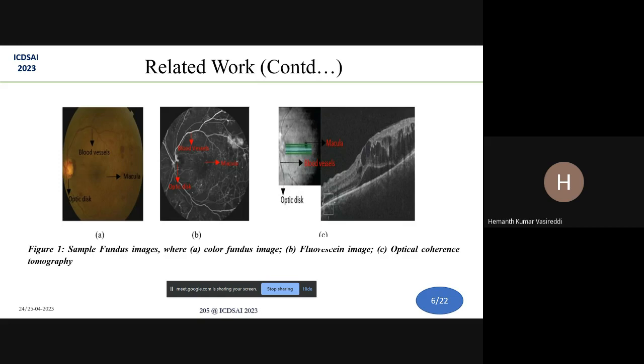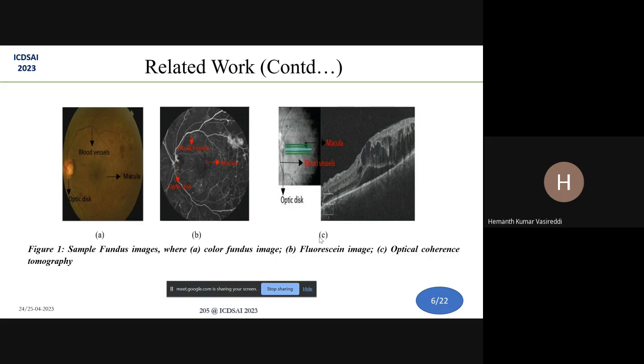And this is the figure, taking an instance of each image. For example, here we have three images. The first one is a fundus image, that is color fundus photograph. The second one is a fluorescein image, and the third one is an OCT, that is optical coherence tomography. In each image we observe common features. For example, we have OD, that is optic disc, which is really essential, where we need to localize it and detect it.